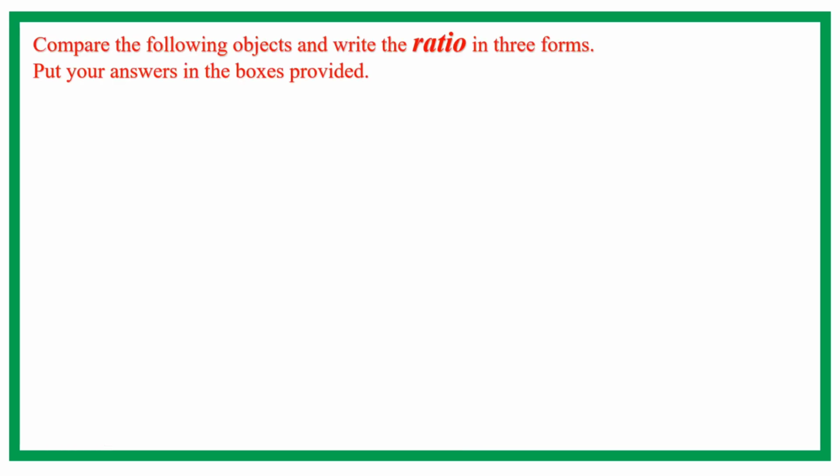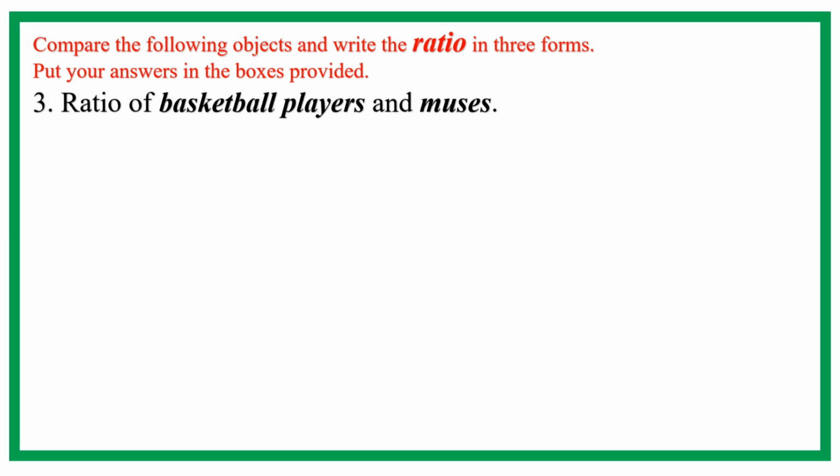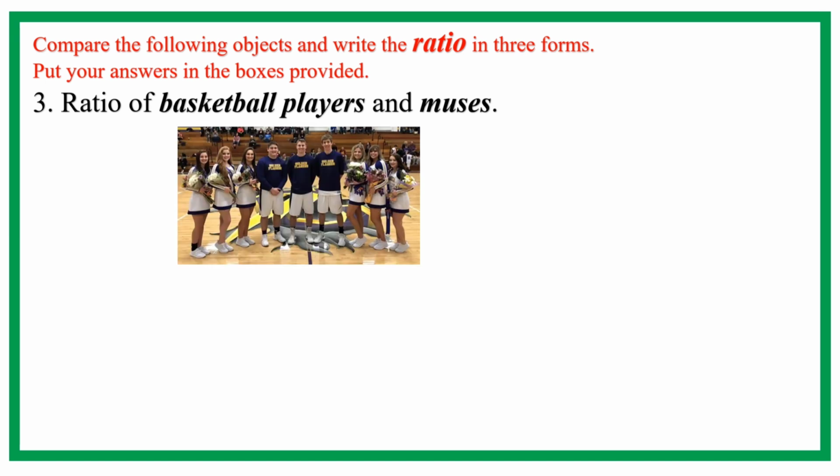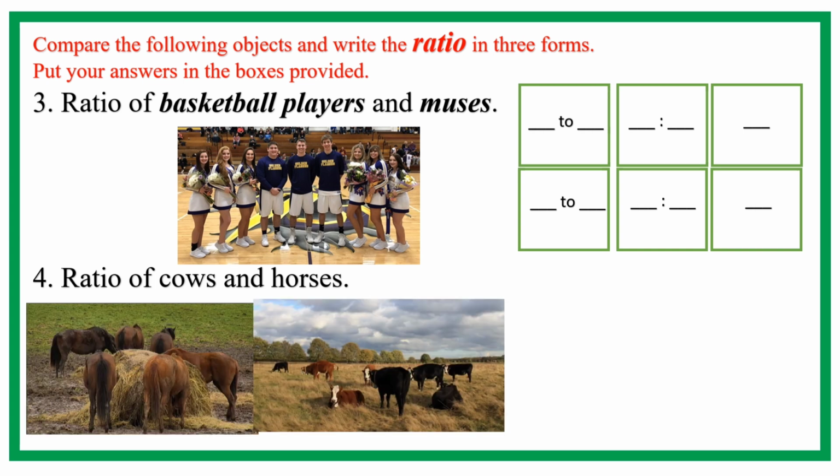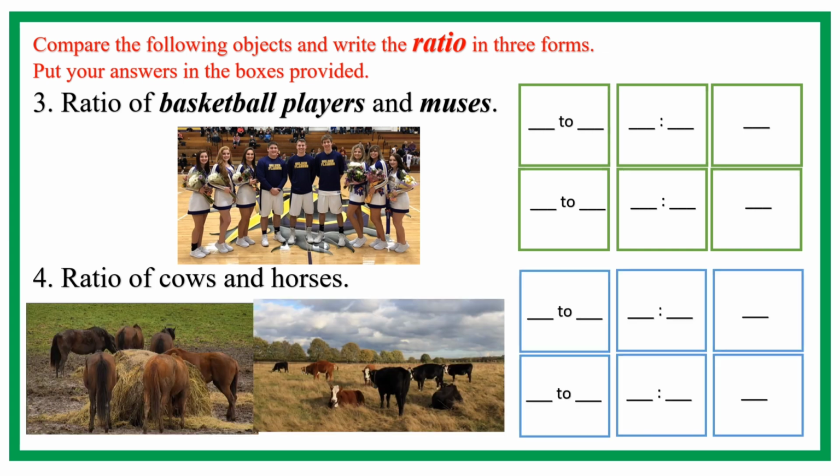Compare the following objects and write the ratio in 3 forms. Put your answers in the boxes provided. Number 3. Ratio of basketball players and mascots. Number 4. Ratio of cows and horses. If you need more time, you can pause this video.